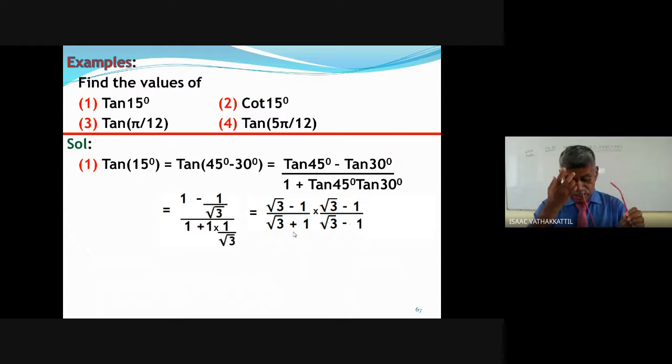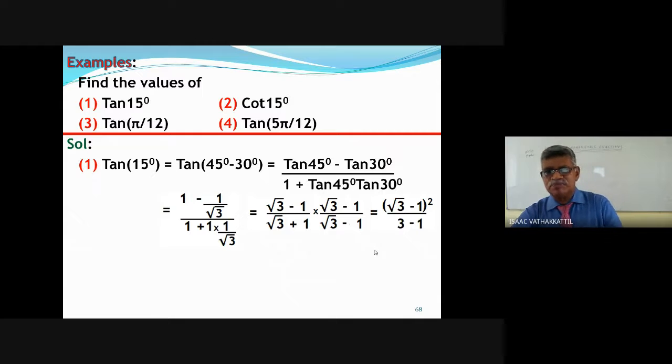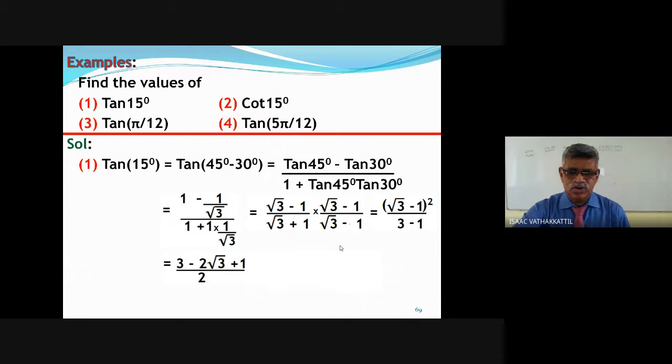What do you get? Denominator is a plus b into a minus b, a squared minus b squared, that is 3 minus 1. Numerator is root 3 minus 1 whole squared. And what is root 3 minus 1 whole squared? A minus b whole squared is a squared minus 2ab plus b squared. So 3, root 3 squared, minus 2 root 3 plus 1. 3 plus 1 is 4. So it is 4 minus 2 root 3 upon 2. You can take 2 out of things. Tan 15 degrees is 2 minus root 3.